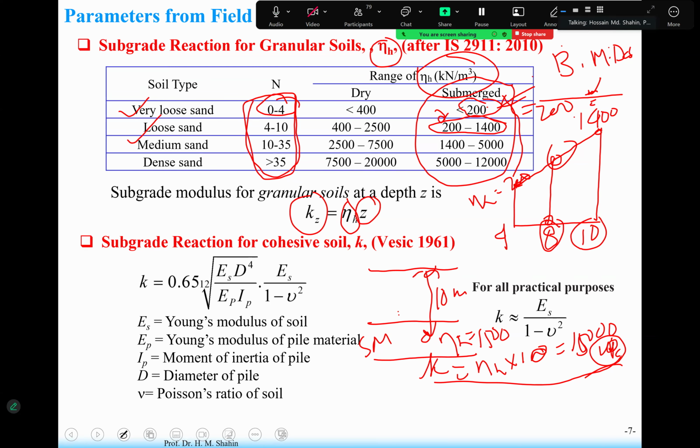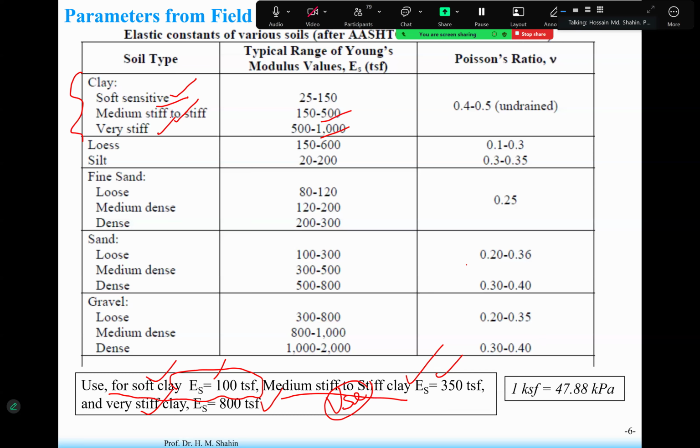Then for cohesive soil, you have to use this one, but this value is very low. So what we do in practical case is use ES divided by 1 minus Poisson's ratio. So what is the Poisson's ratio for your case? Use these parameters from the graph. Clay soil, use 0.4.